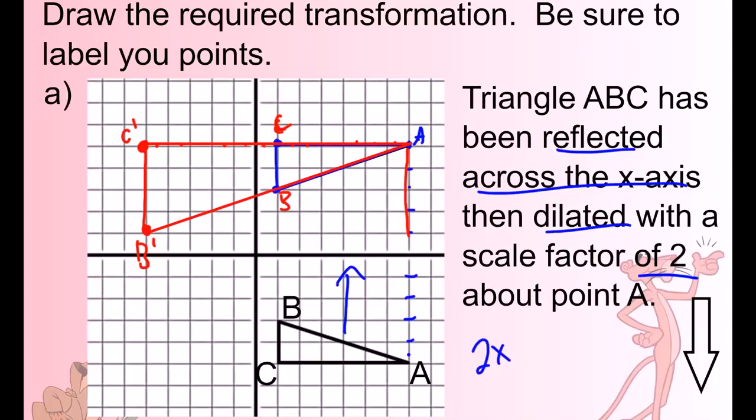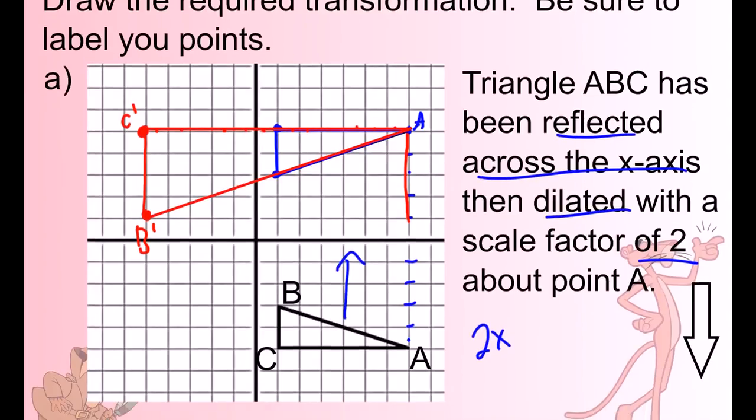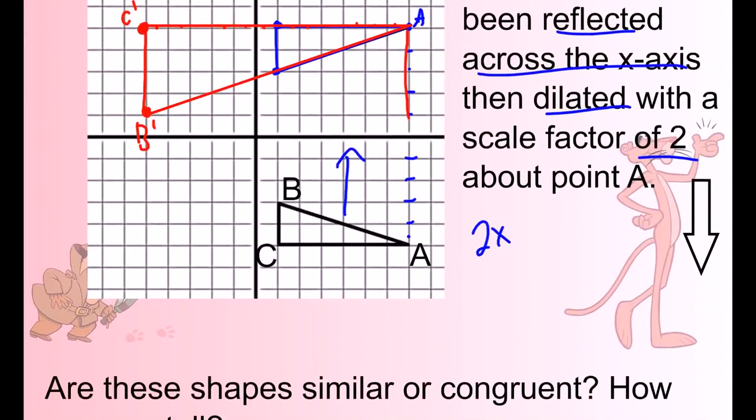So the red image you see there, that is the final answer. I took my triangle ABC, I reflected it across the x-axis, as you see that was the blue I have under here. Then I took that and dilated it with a scale factor of 2. I made everything twice as big, and that is my answer. So we constructed it. Now, we have a few other side questions.